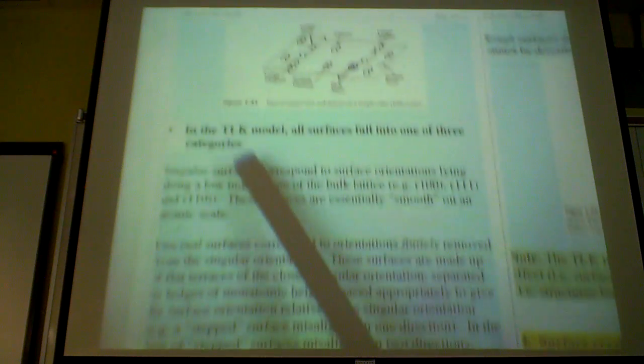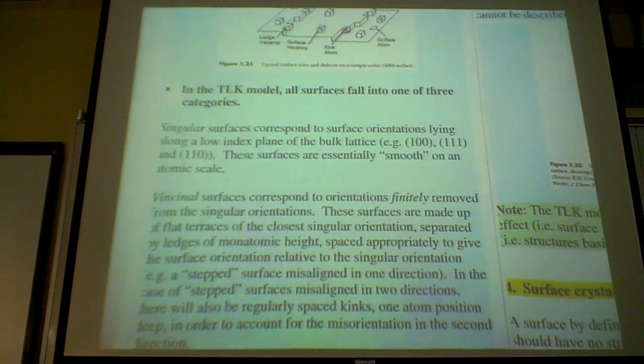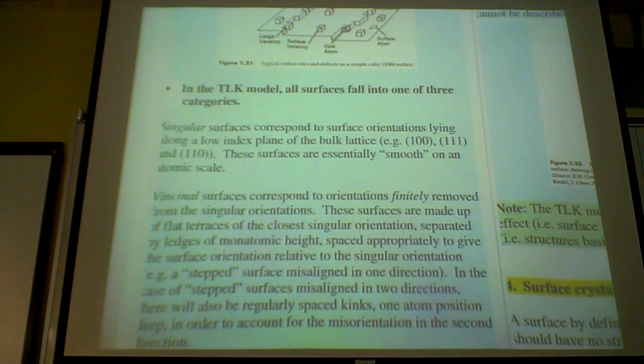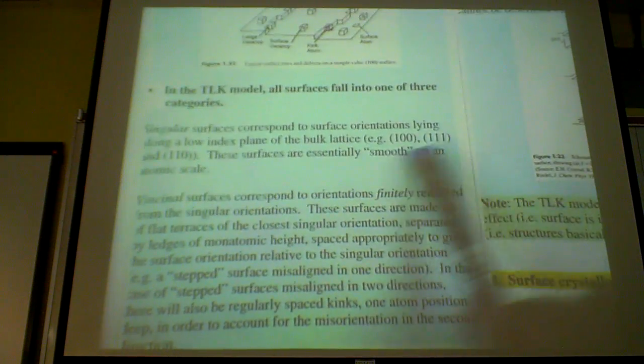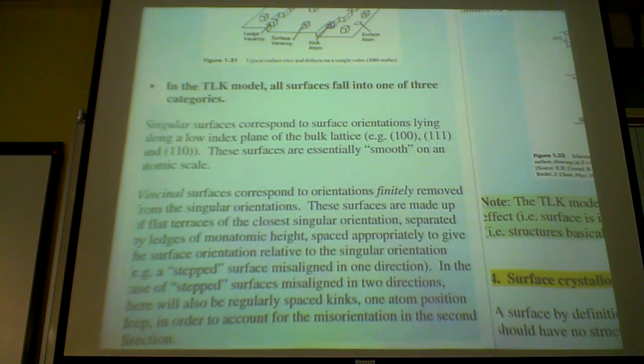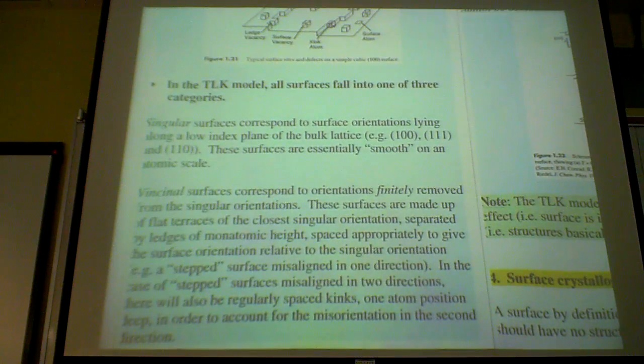So if you think about the TLK model, all surfaces can be classified into three types. Singular surfaces, which are simple terraces. They usually correspond to low Miller index planes of a bulk lattice, so it could be 100, 111, and so forth. And they are smooth on the atomic scale. So these are known as singular surfaces.